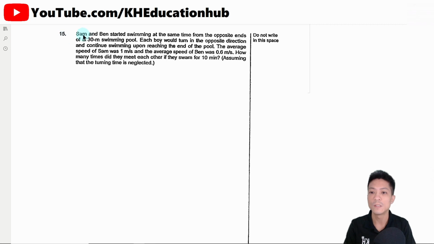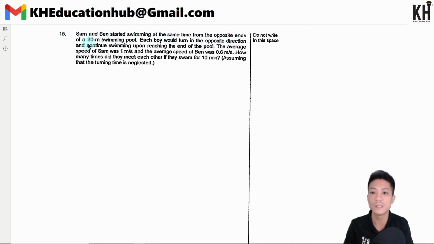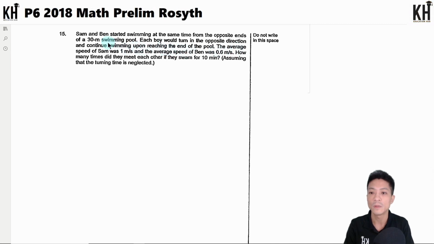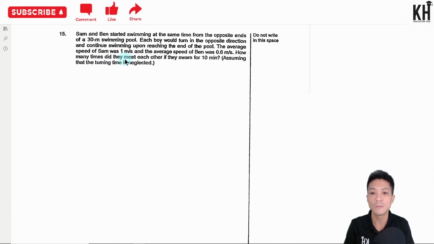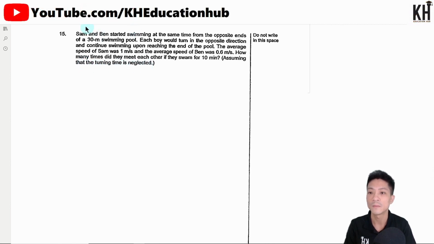Question 15. Sam and Ben started swimming at the same time from the opposite ends of a 30-meter swimming pool. Each boy would turn in the opposite direction and continue swimming upon reaching the end of the pool. The average speed of Sam was 1 meter per second and the average speed of Ben was 0.6 meter per second. How many times did they meet each other if they swam for 10 minutes?